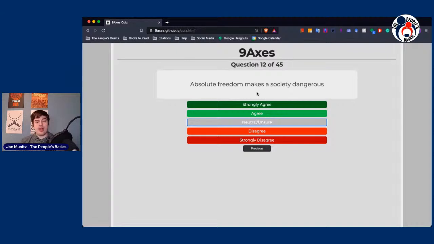Absolute freedom makes a society dangerous. Yeah, because that's why even the libertarians and anarchists still have the non-aggression principle. It's not absolute freedom. Your freedom ends where mine begins. Abortion should be legal in all cases. I strongly agree.